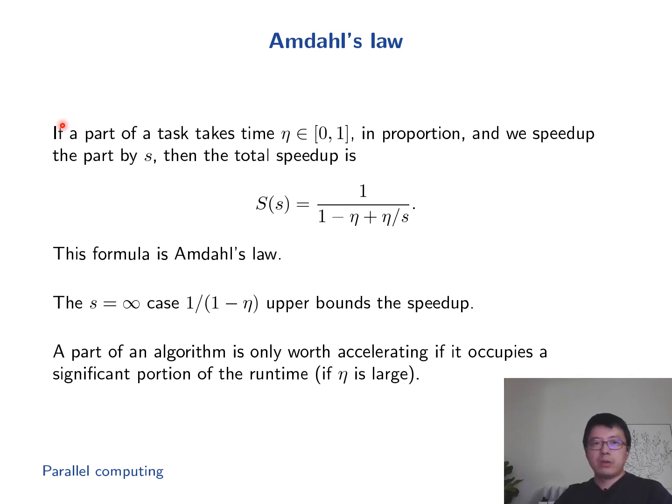In Amdahl's law, suppose there's a computational task and an eta proportion of this task can be sped up by a factor s. Then the total speedup of the whole computational task is the serial time, which is assumed to be 1, divided by the proportion that is not accelerated, plus the proportion that is accelerated divided by s. This formula is called Amdahl's law. Now, even if s is infinity, we still end up getting 1 over 1 minus eta, which is the upper bound of the speedup of an entire computational task.